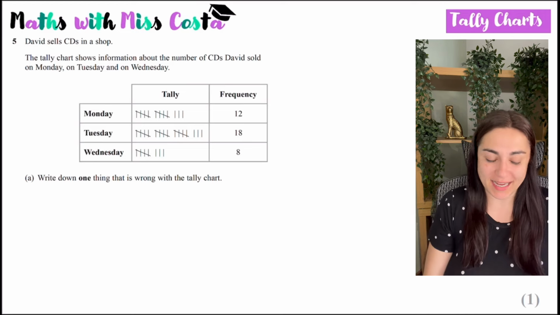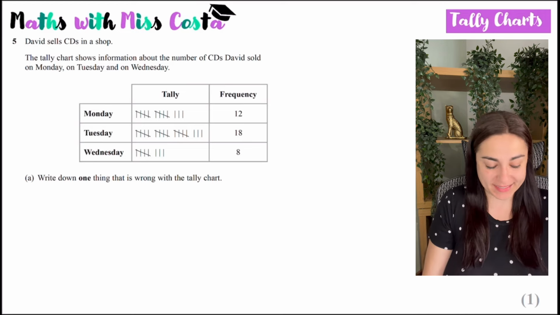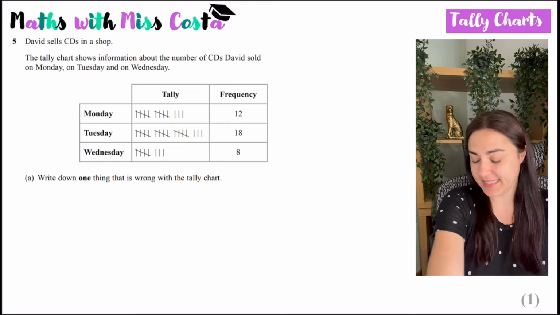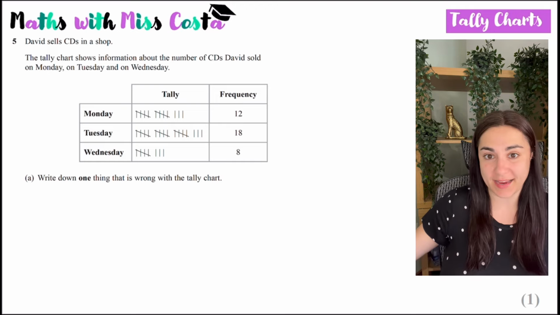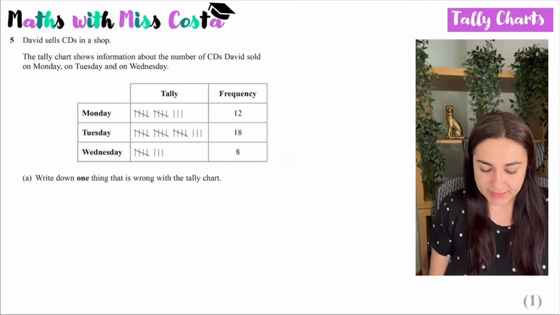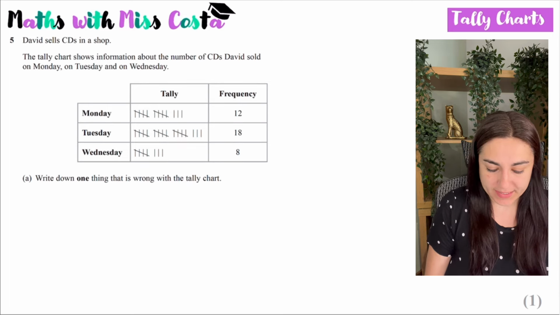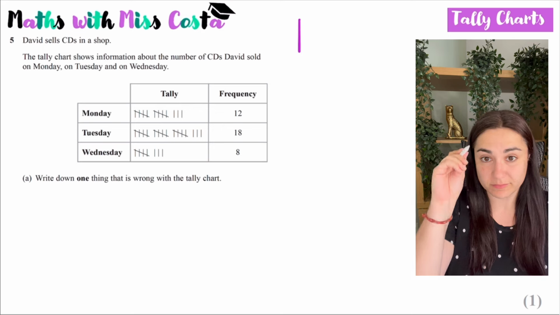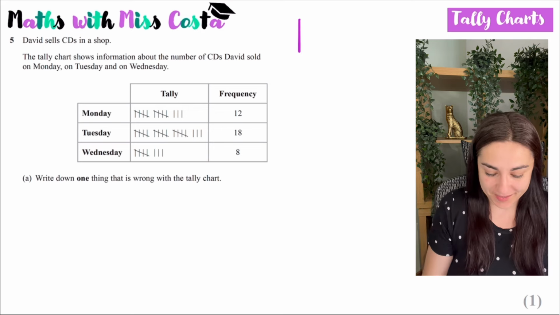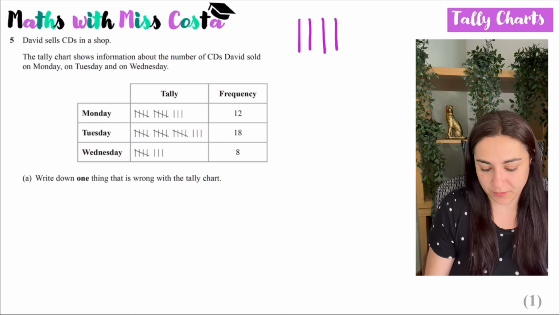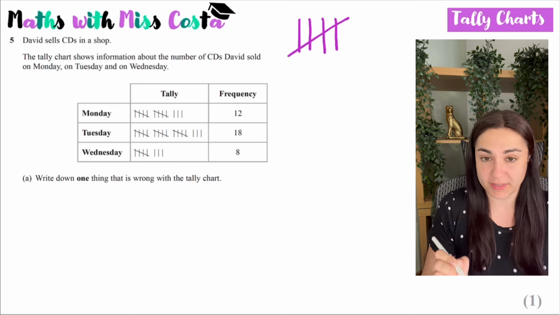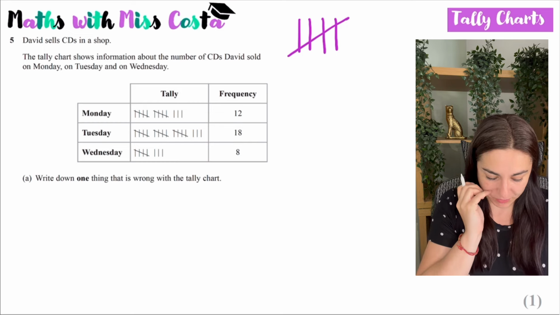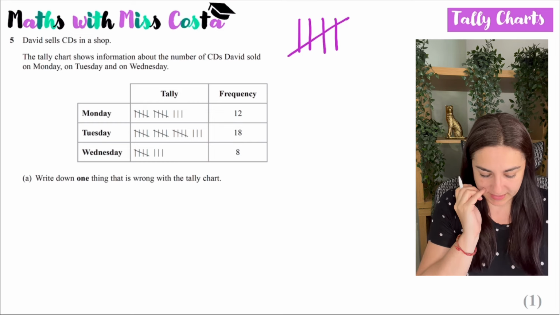Okay, so here I've got a tally chart. I'm told that David sells CDs in a shop, and the tally chart shows information about the number of CDs that David sold on Monday, Tuesday and Wednesday. So a tally chart, when we do a tally, we essentially, for every one unit, we do a little line. So we go 1, 2, 3, 4, and when we get to 5, we cross it like that. So write down one thing that is wrong with the tally chart.